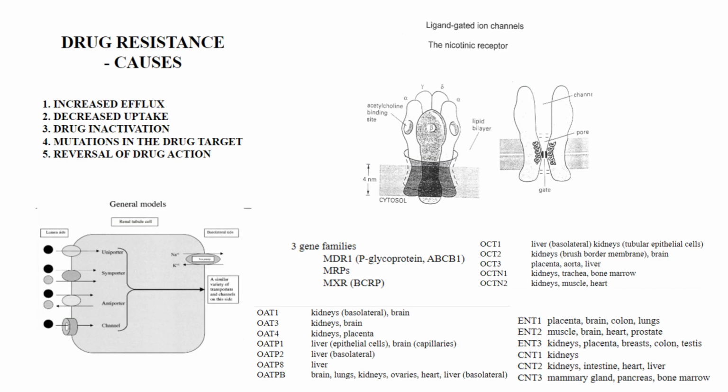Now let's go into drug resistance. There are a lot of factors which can cause drug resistance. The two big ones that I want to start with are efflux and uptake. Efflux essentially means shooting something out of a cell, exporting it, and uptake obviously means bringing into a cell. And these are done by channels, obviously.